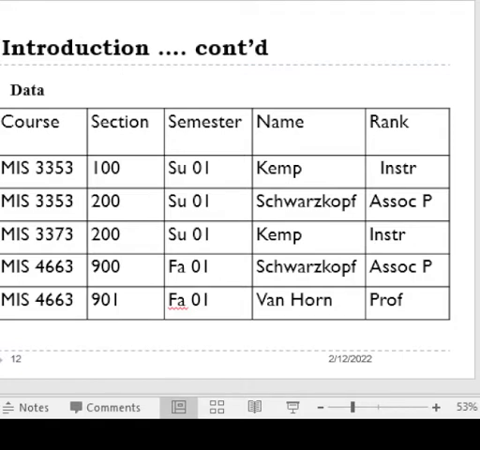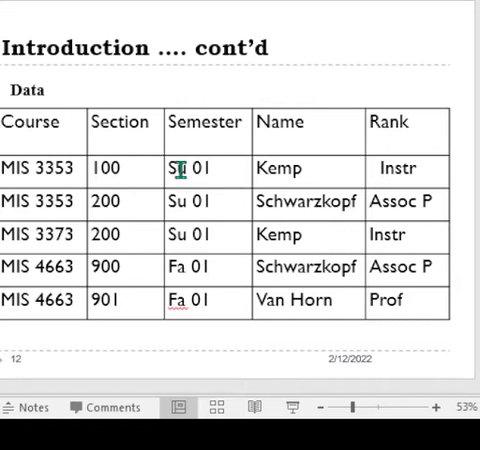The other one is an example of data. As you see here, this is data. The table name is data. Under data there are course name, section, semester, name and rank. MIS 3351 is a course name, 100 is the section, SU01 is the semester, camp is the instructor name, and the rank is instructor.